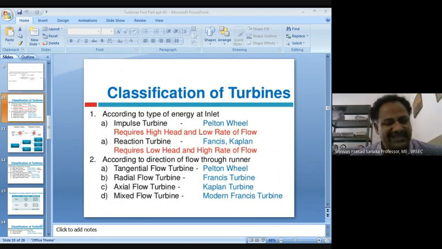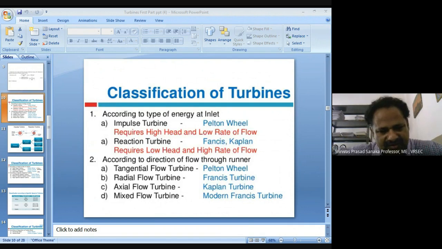Old Francis turbine is a typical example for radial flow turbine, whereas in the modern Francis turbine the flow enters radially and it leaves axially. That means a 90 degree turn will take place within the runner. Therefore, the type of the turbine is called the mixed flow turbine. Means radial inlet and axial outlet in case of modern Francis turbine. Therefore, modern Francis turbine can be called the mixed flow turbine.